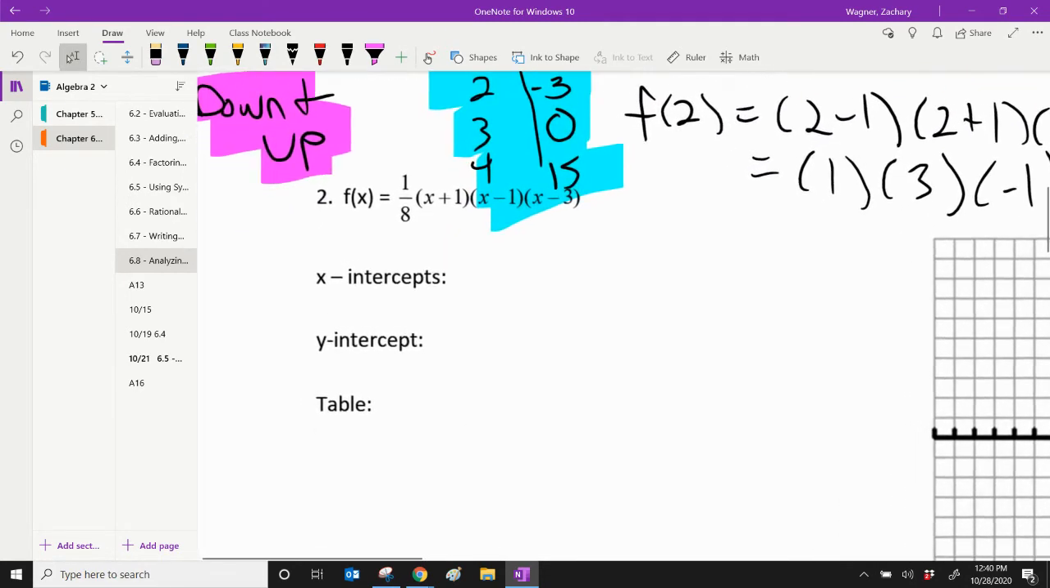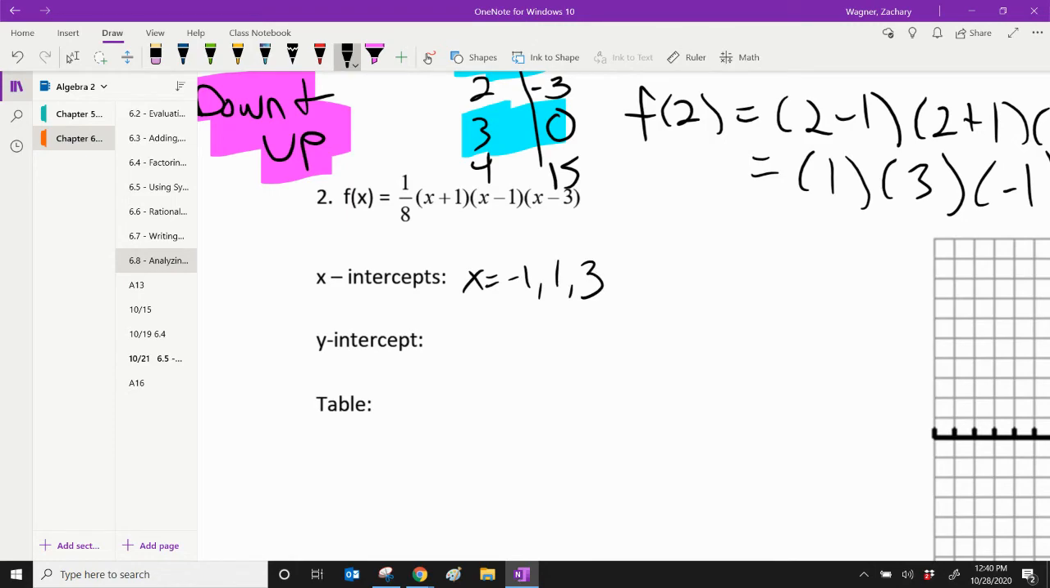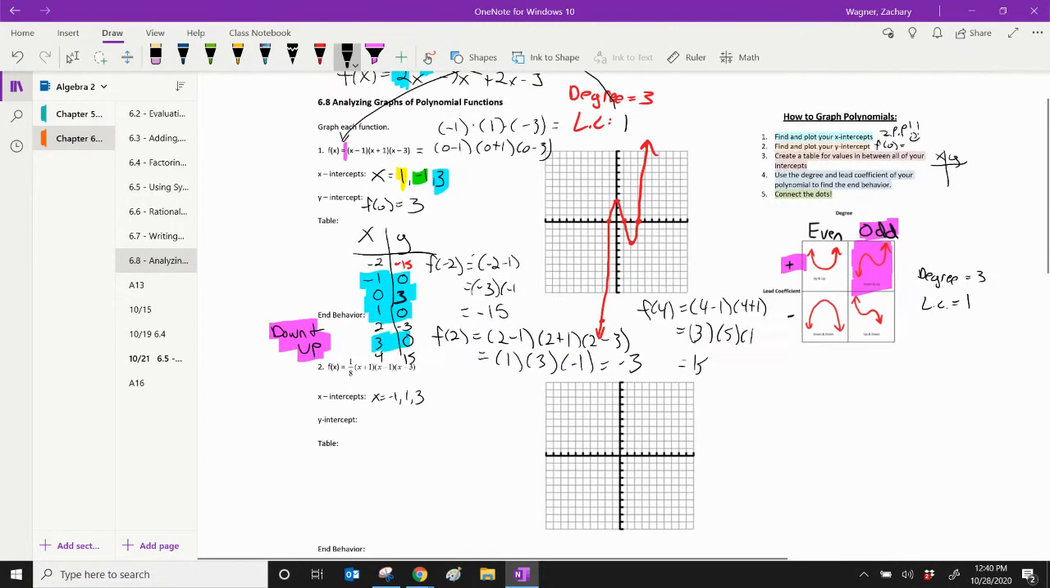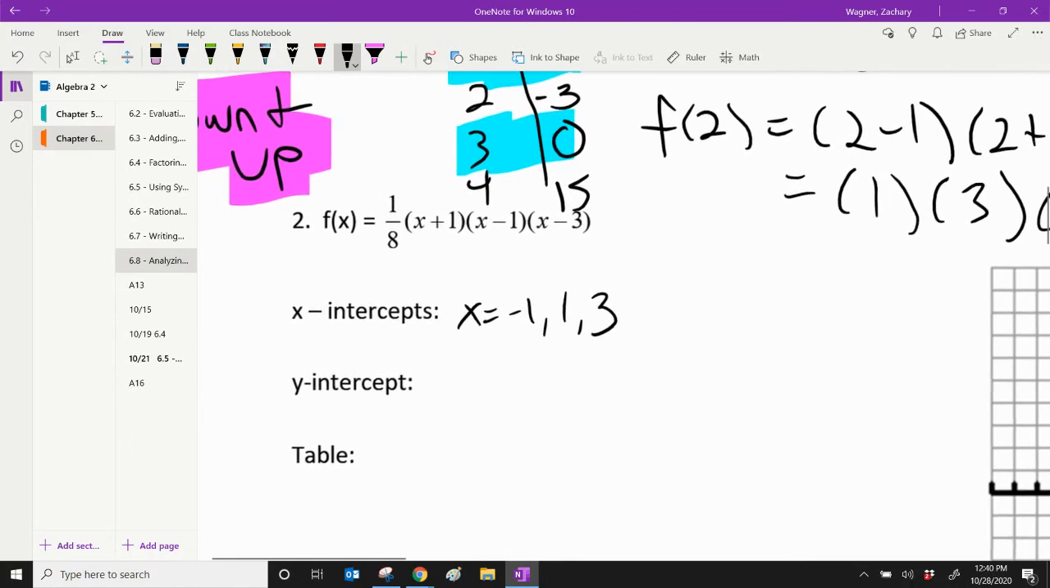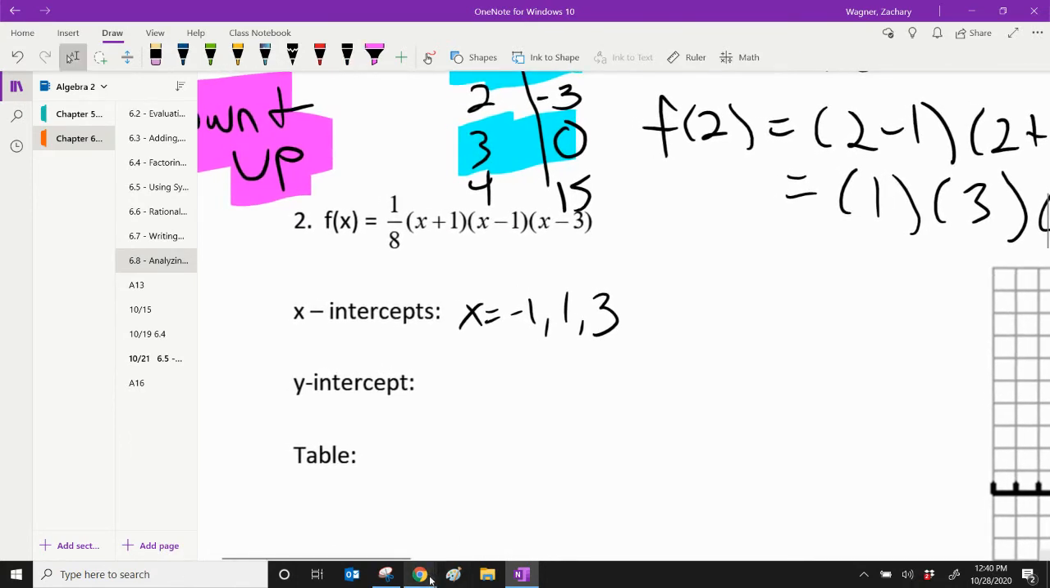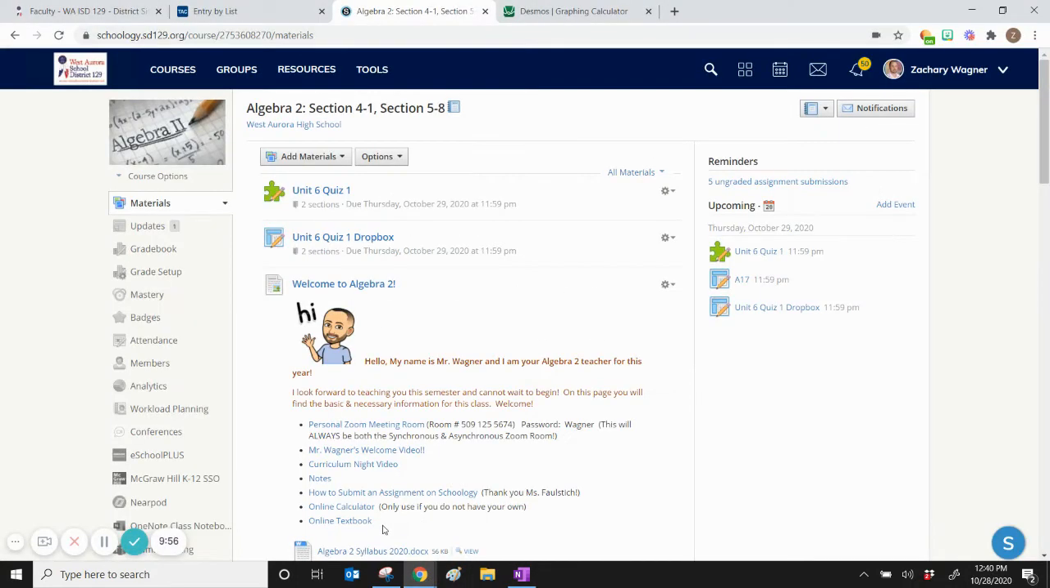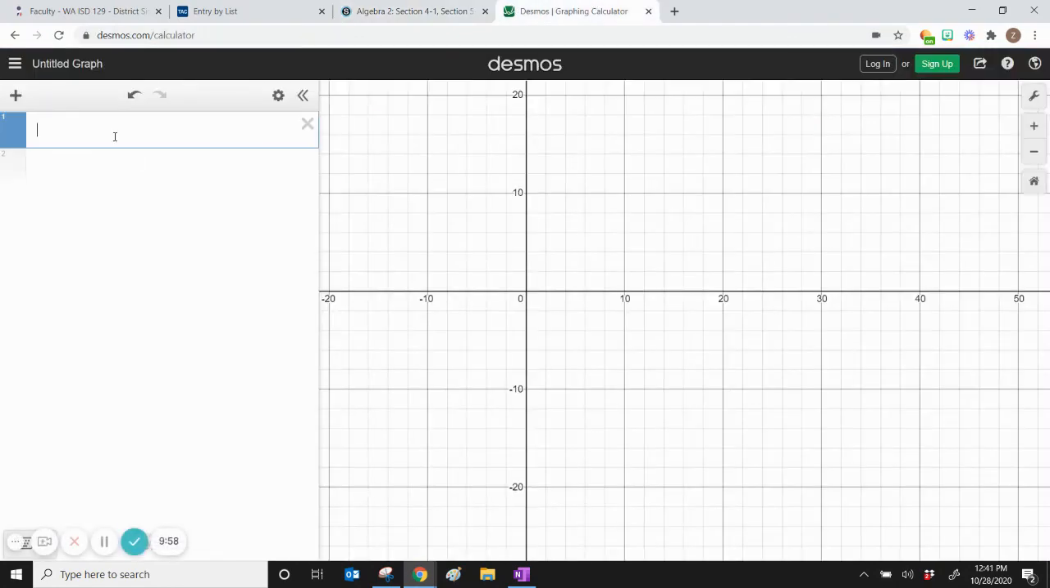Here, this is my function. Notice 1/8 is my lead coefficient. These are my intercepts. Once again, my x-intercepts are at x equals -1, 1, and positive 3. We just did this. Basically, I'll throw this up on the graph to show the difference. X plus 1, x minus 1, x minus 3. I'm going to graph this.